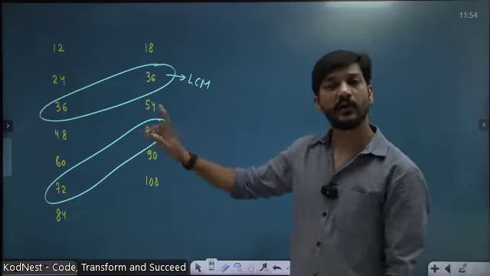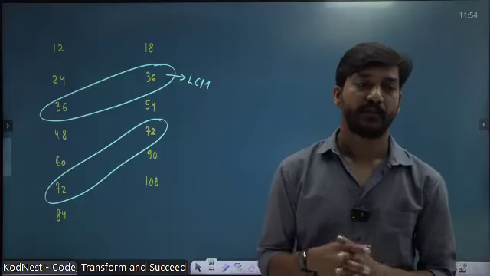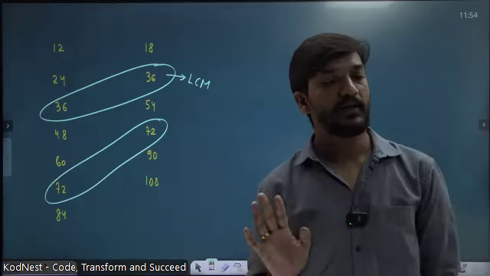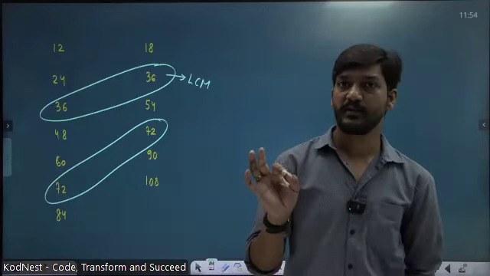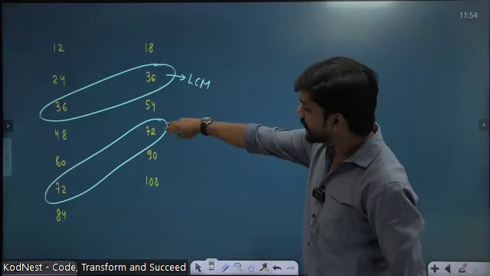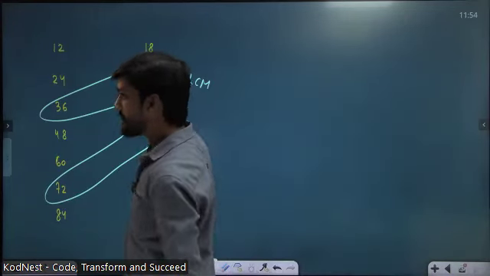Is 72 the least common multiple? No. Is it a common multiple? It is not least, but is it a common multiple? Yes. So we can say these are common multiples. So the least common multiple is this, 36.